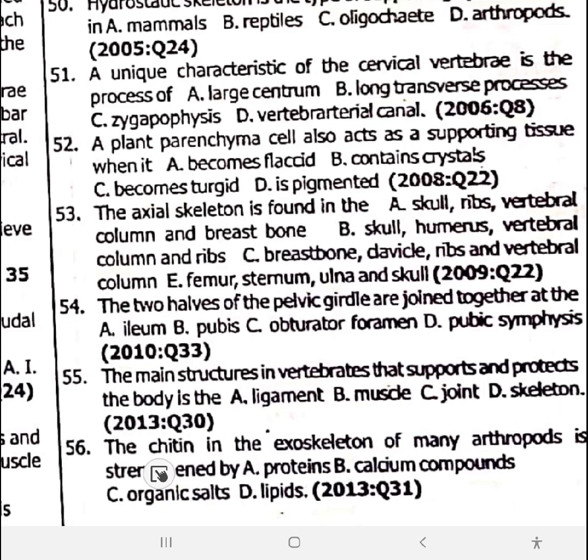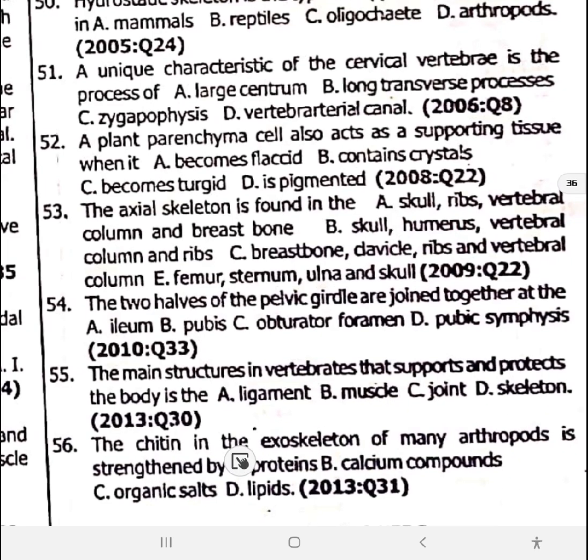56. The chitin in the exoskeleton of many arthropods is strengthened by calcium compounds. Don't forget there's nitrogen and there are calcium compounds. So 56 is option B, calcium compounds. If you got to this point, well done. I hope you were able to jot down every point I stated here clearly. Those points are important because most of the questions from this topic will be repeated along those lines.